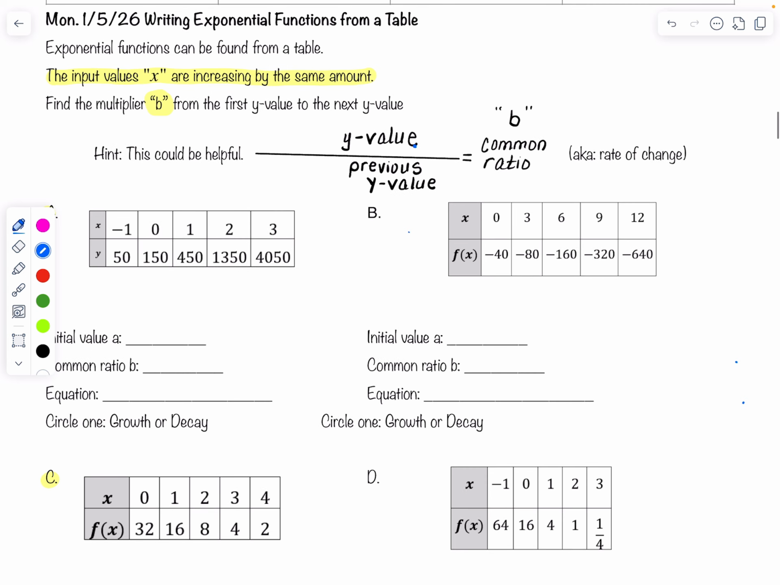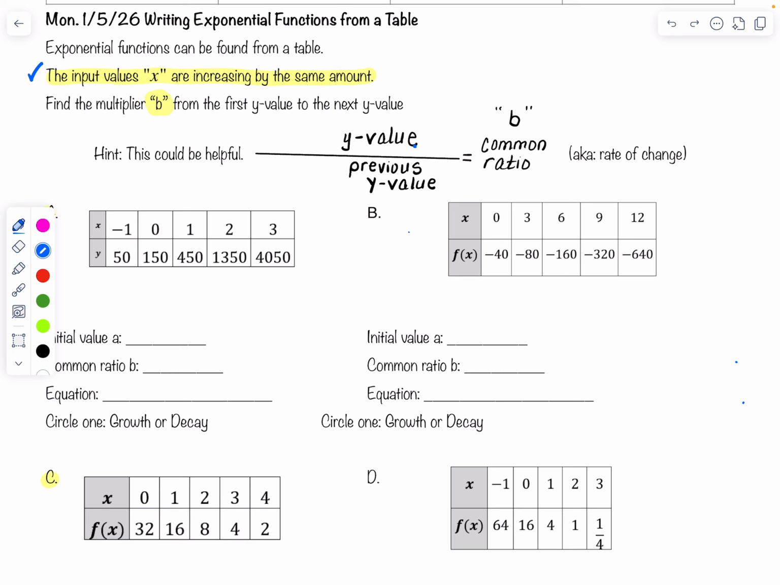Now on these tables, if we have an exponential function, we can look first. We need to make sure that the x values are just increasing by the same number. So let me talk about that for a second. From -1 to 0, that's going up by 1. From 0 to 1 is going up by 1. From 1 to 2 is going up by 1. From 2 to 3 is going up by 1. Okay, so the input values have to be going up by the same amount each time.